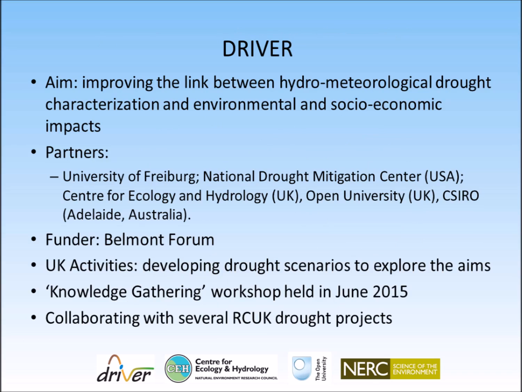And see, the energy just goes down there. Did you notice that? The DrIVER project really is about improving the link between hydrometeorological drought characterization and environmental and socioeconomic impacts. So effectively, what we're trying to do is to see how we can improve the design of indicators to incorporate the element of impact that drought has into those indicators. And we've got some partners here from USA, UK, and Adelaide, Australia, funded by the Belmont Forum.